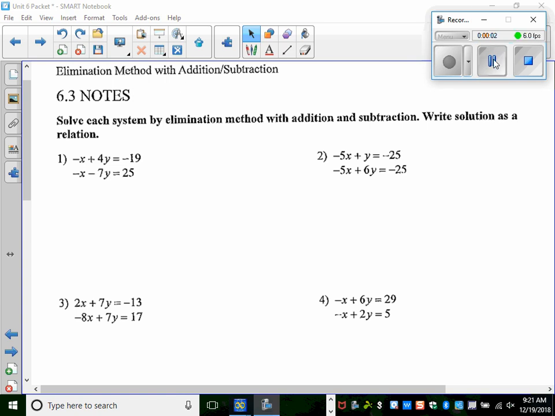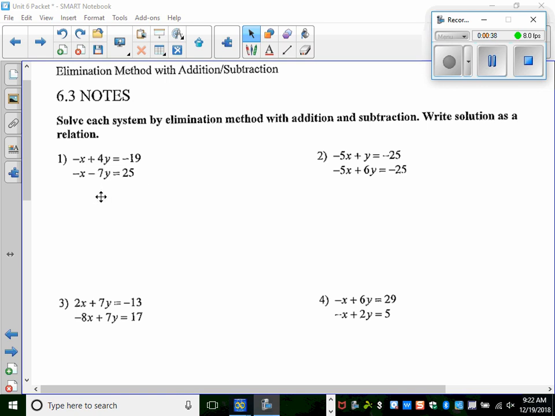Elimination method. Basically, for the elimination method, you are going to eliminate one of the variables and then solve for the other variable. Most students tend to think that this method is a little bit easier than substitution. Now, you'll see the words elimination method with addition and subtraction. So you'll have to decide, do I need to add these together or subtract them in order to eliminate one of the variables?